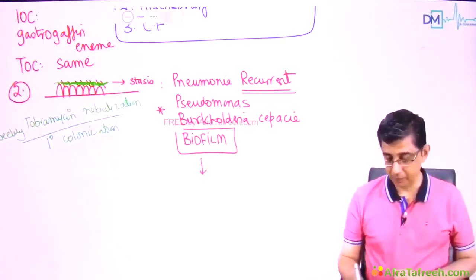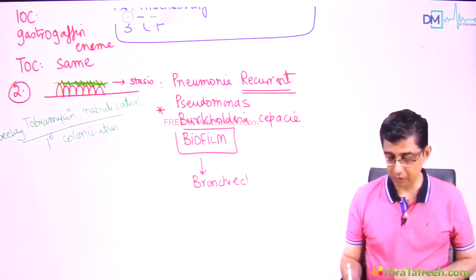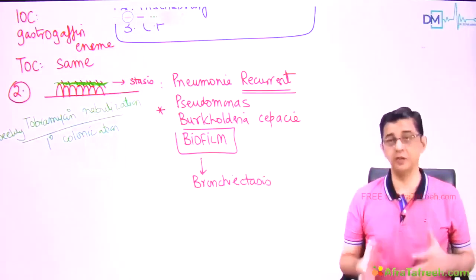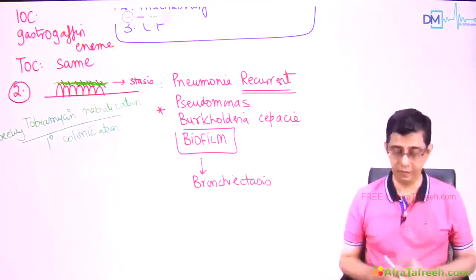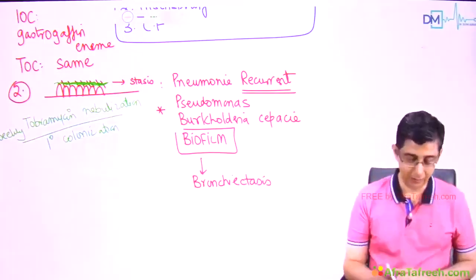Otherwise, these patients usually die or can end up with a complication of dilated airways which are filled with pus. These are damaged dilated airways filled with pus. That is called bronchiectasis.